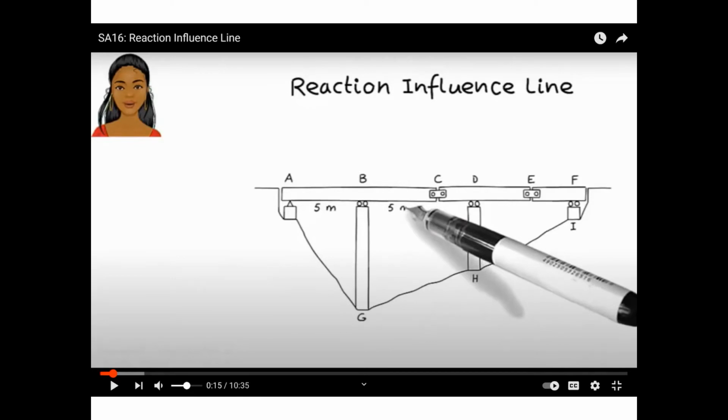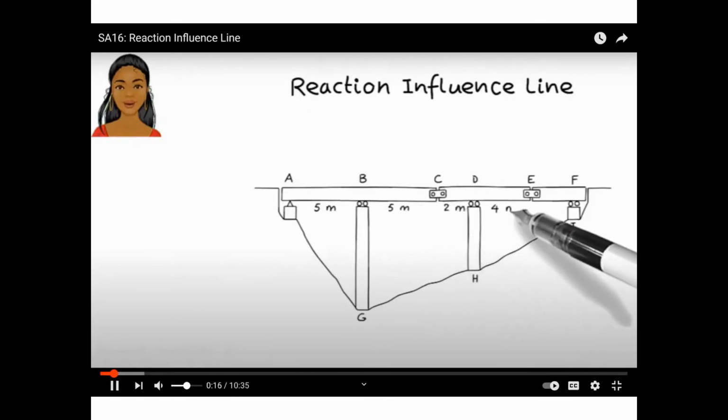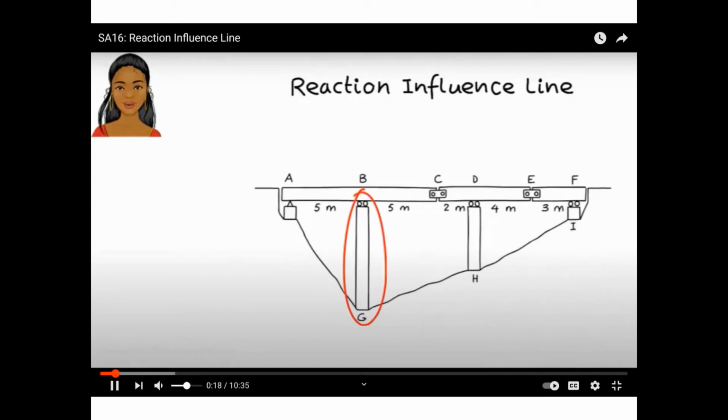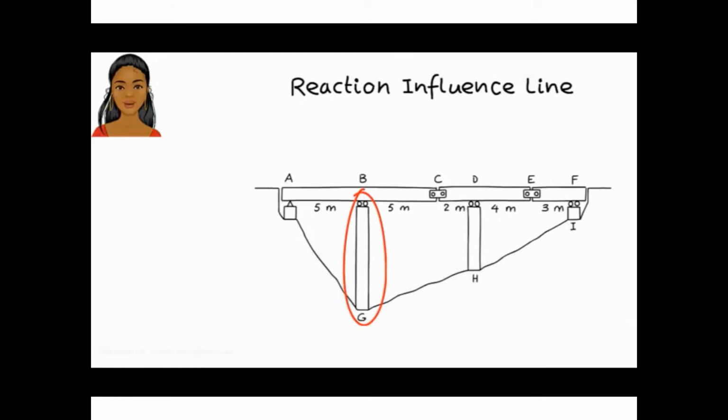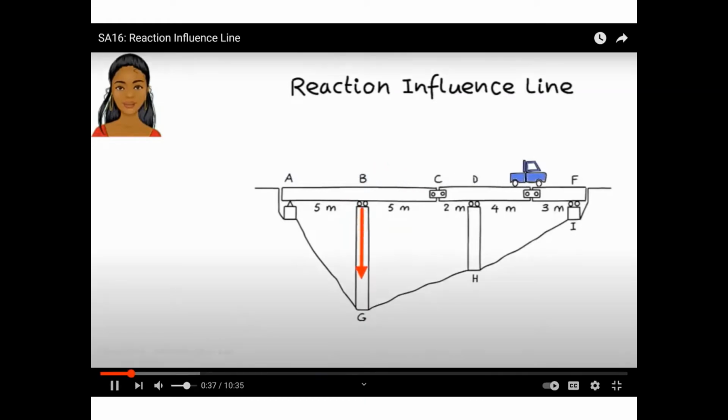Please pay attention. To correctly design the column, we first need to determine the maximum axial force that it will be carrying. This means we need to calculate the maximum support reaction at B. I say maximum because here the support reaction is not constant. It changes as the load moves across the bridge. We can determine this maximum force with rather ease by drawing what is known as an influence line.